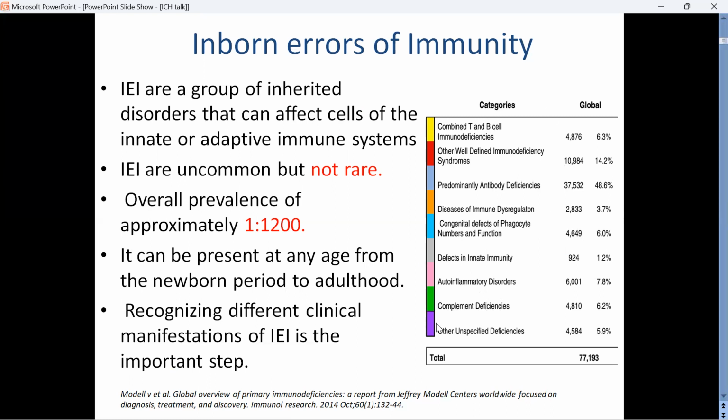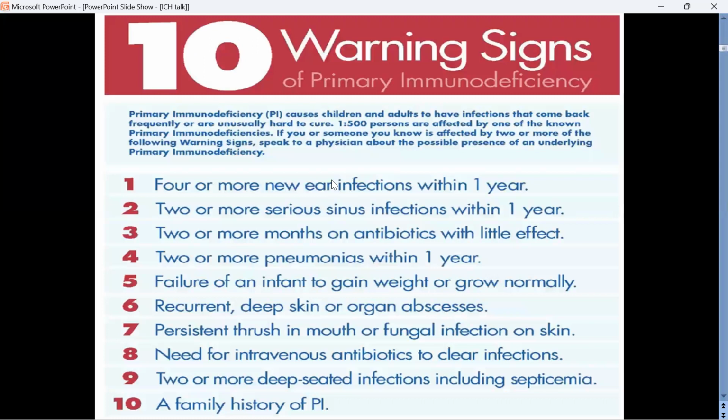So these are the categories, and these are the incidents of these particular categories. Basically, the most common is antibody deficiencies, or disorders of humoral immunity. Now, the Jeffrey Modell Foundation has established 10 warning signs to pick up cases of suspected PID.